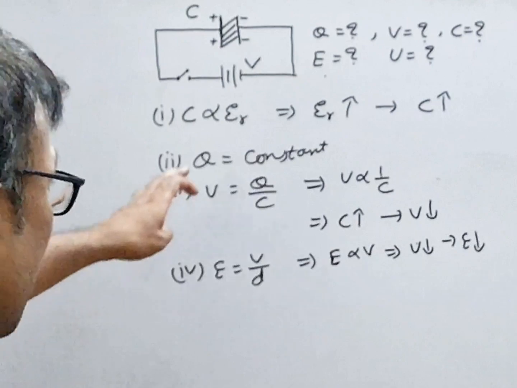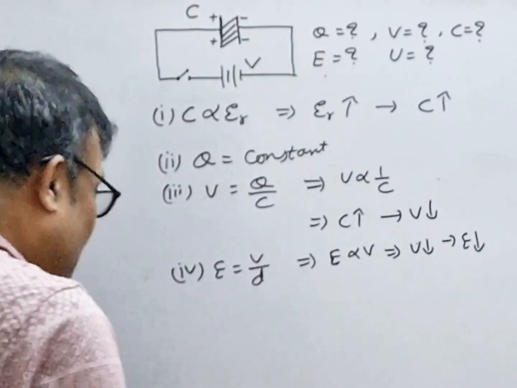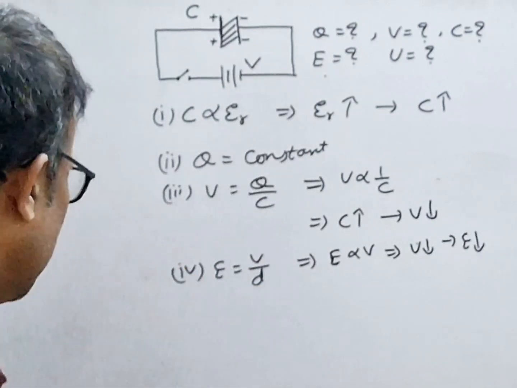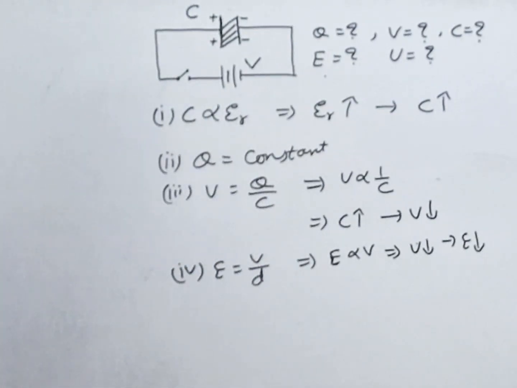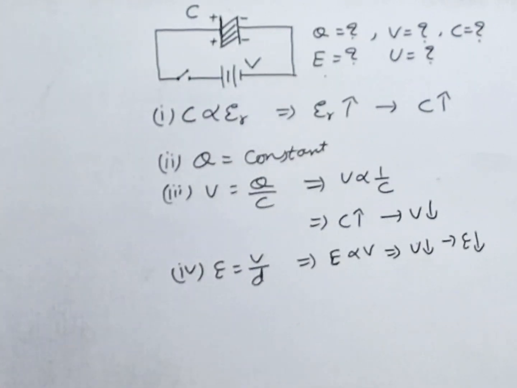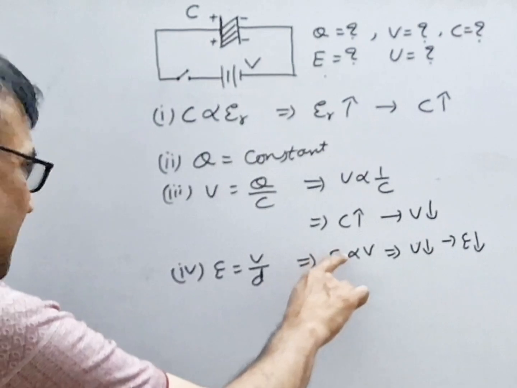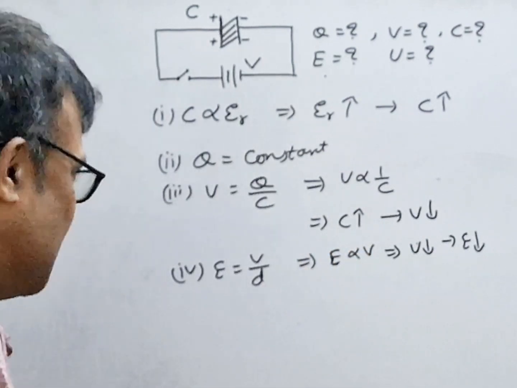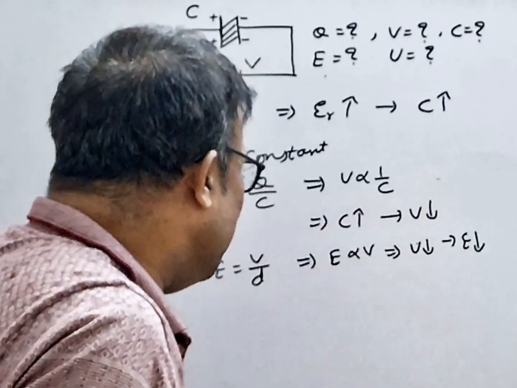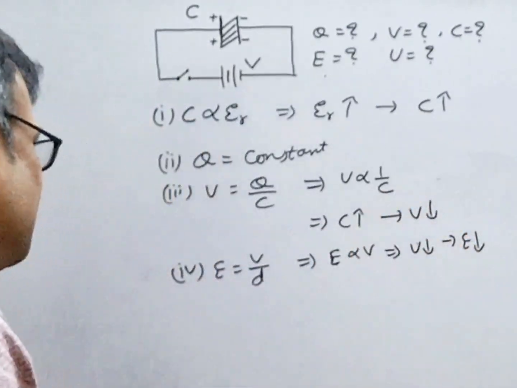Now the next quantity is the electric field between the plates of the capacitor. The formula for the electric field is V by D, where V is the potential difference between the plates of the capacitor. As D, which is the distance between the plates of the capacitor, remains constant in both cases, therefore the electric field will be directly proportional to the potential difference. As in the third case, we have calculated that V is decreasing, therefore the electric field will also decrease.